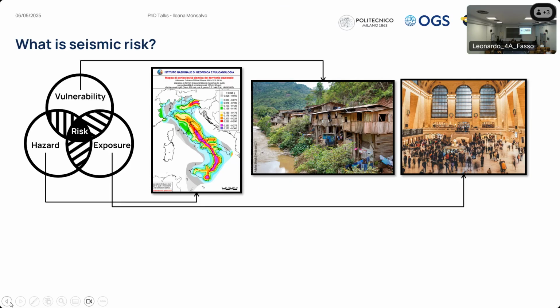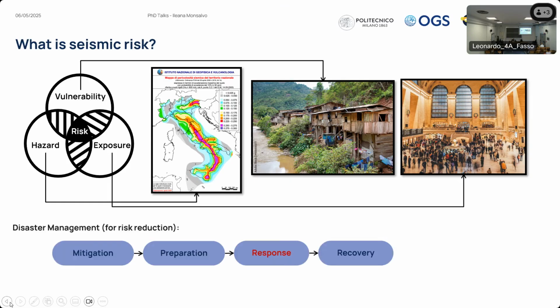So how can we reduce these negative consequences? There is a way that is called the disaster management cycle, and it is a series of activities: mitigation activities, preparation, response, and recovery activities, whose main goal is to reduce the risk. It is a cycle because of the repetitive nature of these phenomena, earthquakes.